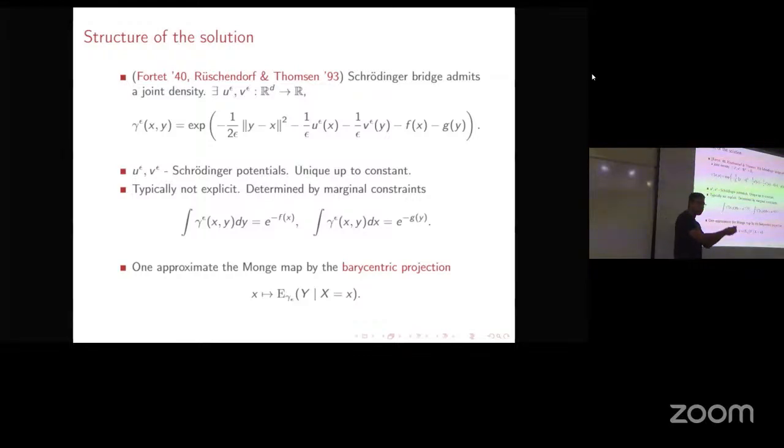If you pick up your grain of sand, you want to know exactly where you're going to transport it, not some joint density. You don't want to have additional randomness. And so what they do is what is called a barycentric projection. They find the conditional expectation under the Schrödinger bridge of y given x. And this term, as we will soon see, is a good approximation of the Monge map. So this is a map which approximates the Monge map, which we get from the regularized problem. Good?